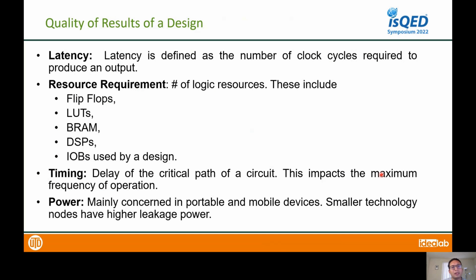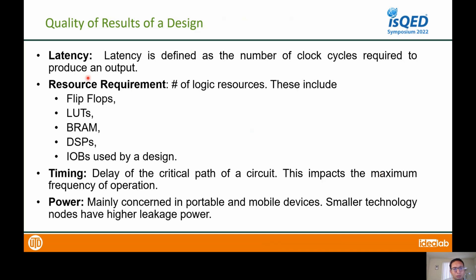Now, let's see how the quality of a design is measured in ASIC or FPGA. In case of any ASIC or FPGA based design, the quality is measured in terms of latency, area, timing, or power. In case of FPGA, area is measured in terms of FPGA resources like flip-flops, LUTs, block RAM, DSPs, and IOBs. Timing is the critical path of the circuit, on which the maximum operating frequency of the circuit depends. And for power, there are two types, dynamic power and static power.